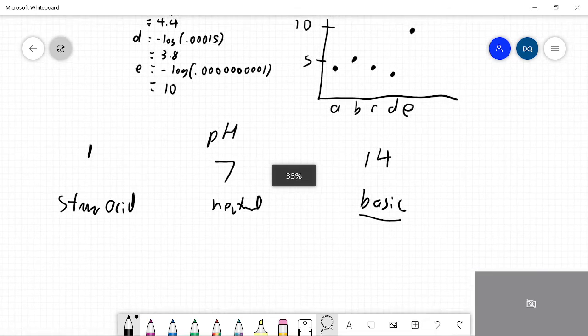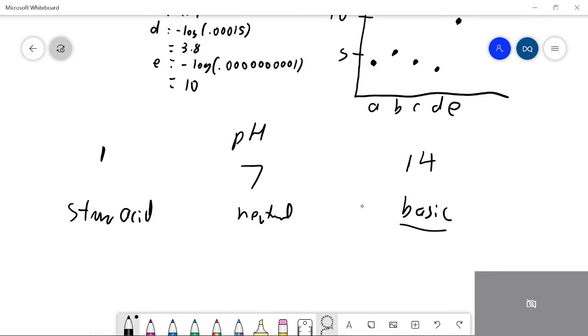So what we have is a scale where a low number represents a very high hydrogen ion concentration. So to have a value of 1, that means the negative of the log of the hydrogen ion concentration is equal to 1.